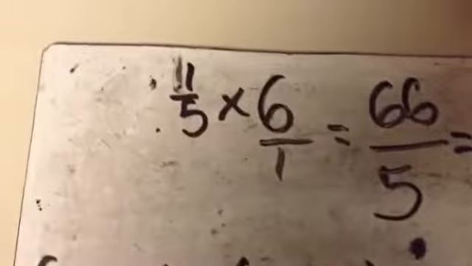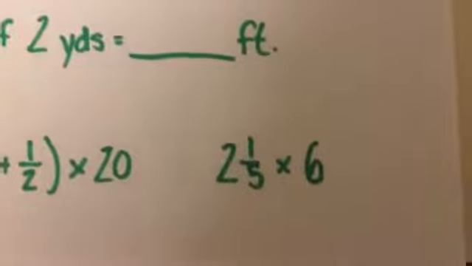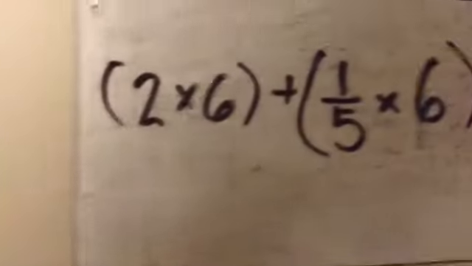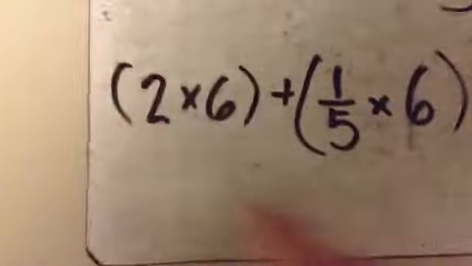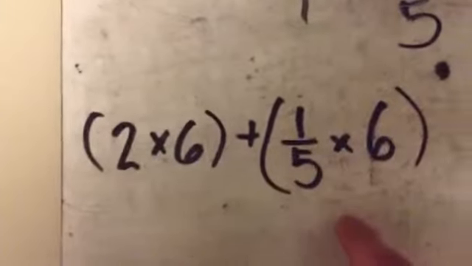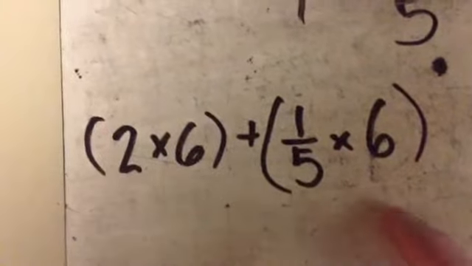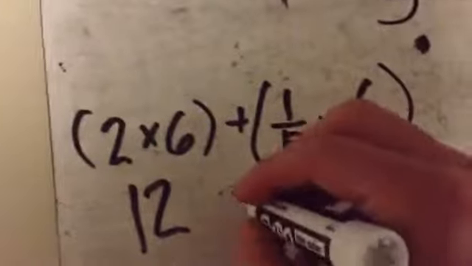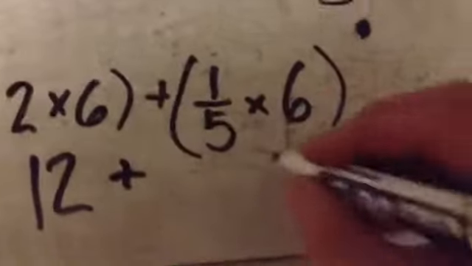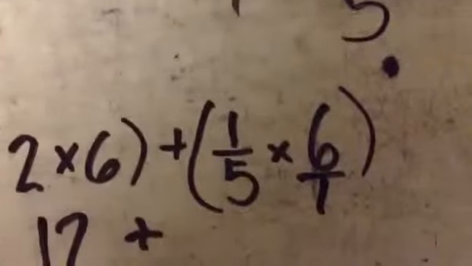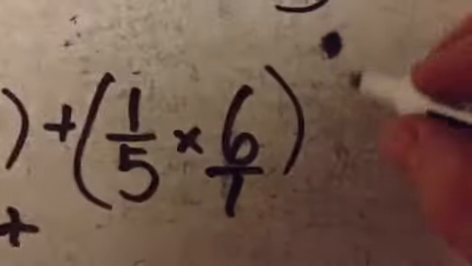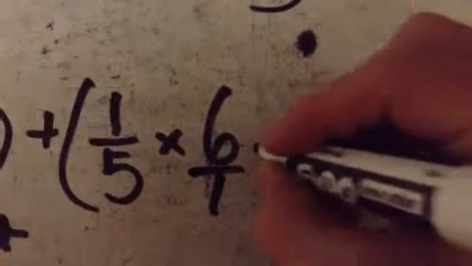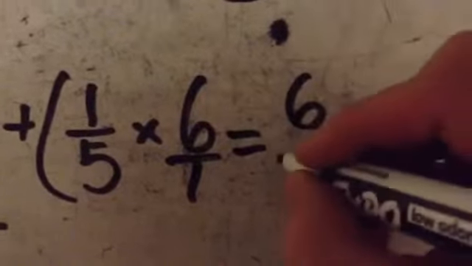Alright. I could also solve this question, going back to the question 2 and 1/5 times 6, another way, by breaking up 2 and 1/5 into 2 and 1/5 and multiplying both those numbers by 6. So 2 times 6 here would give me 12. Alright, 12 plus 1/5 times 6. I want to make 1/5 times 6 over 1. When you multiply that straight across, I'm going to get rid of this parentheses here. 1 times 6 is 6. 5 times 1 is 5.